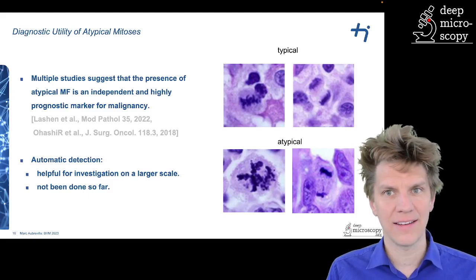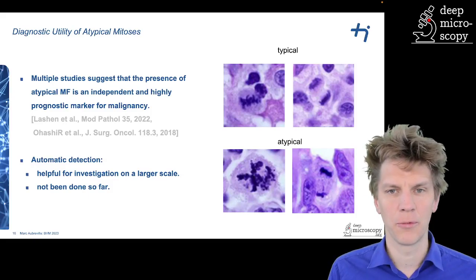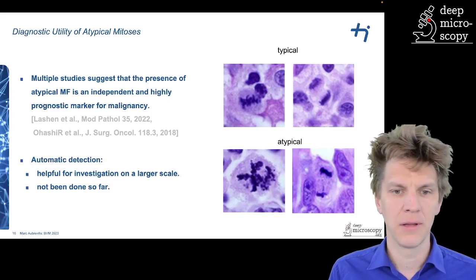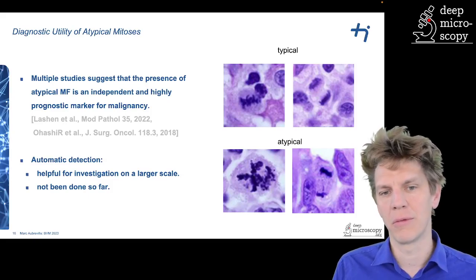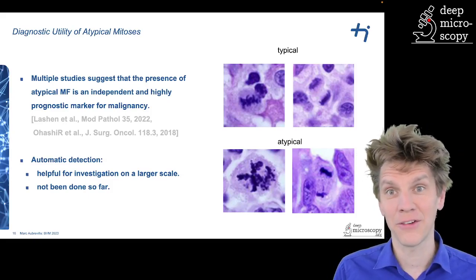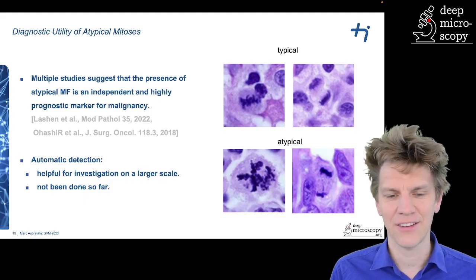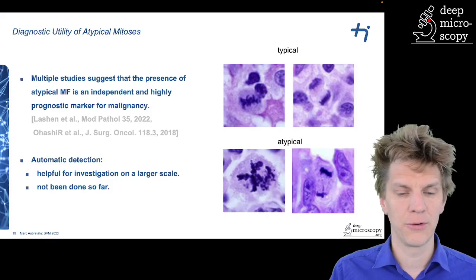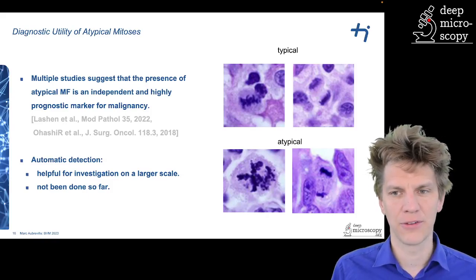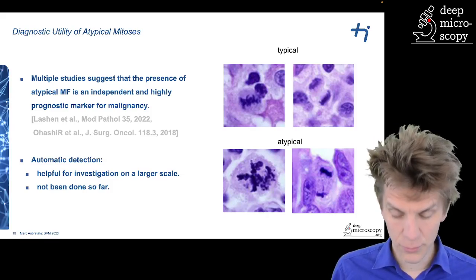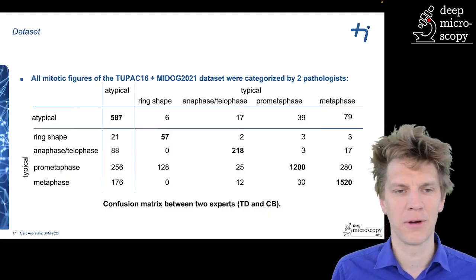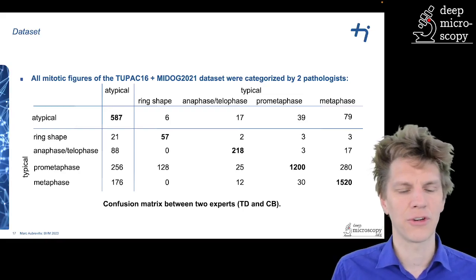However, there has not been yet any automatic detection which could be used in order to investigate this on a larger scale, because the atypical mitoses are much rarer than the normal mitoses. So this is what we set out to do. So we set out to do an automatic detection of mitotic figures, an automatic subtyping of them into typical and atypical, and also into the phases. Now, when we do this, we typically go first and collect a data set, and we built this work on top of 2 data sets that were already available, which are the 2PAC16 and the MIDOC 2021 data set.